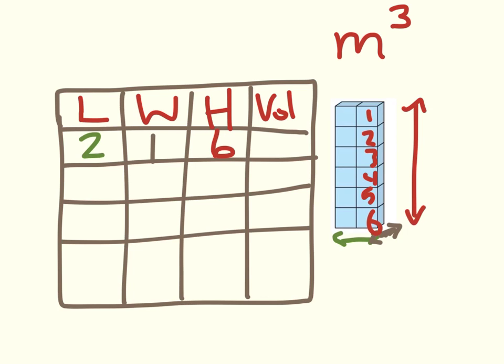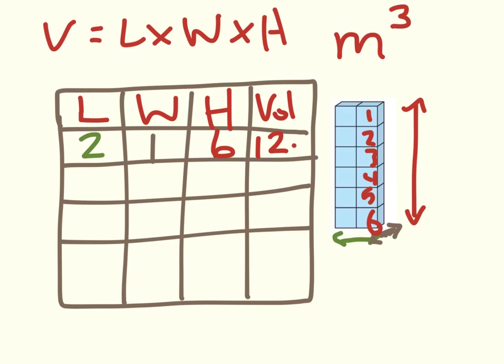6 high. Okay, so our volume is length times width times height. And 2 times 1 is 2, times 6 is 12. So the volume is 12 meters cubed. Remember I said that we're talking about meters cubed. So sometimes volume is found in centimeters and sometimes meters. All right, good luck and have fun with that.